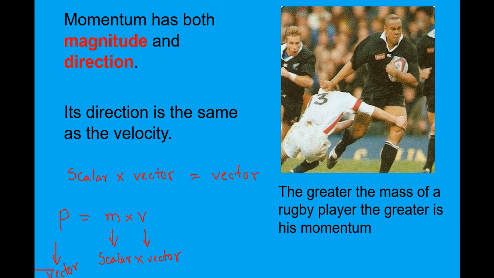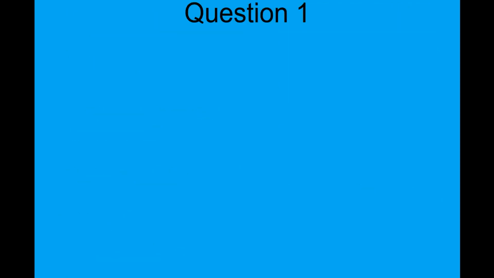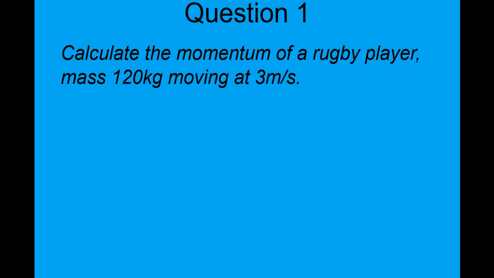The greater the mass of a rugby player, the greater his momentum. The direction of the momentum is the direction of the velocity. Look at the mathematical question. Calculate the momentum of a rugby player. Mass of the rugby player is 120 kg, moving at 3 meters per second. We know momentum equals mass into velocity, m into v. So 120 kg into 3 meters per second, so 360 kg meter per second.